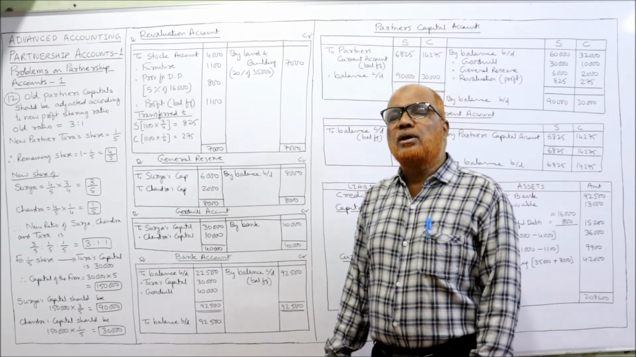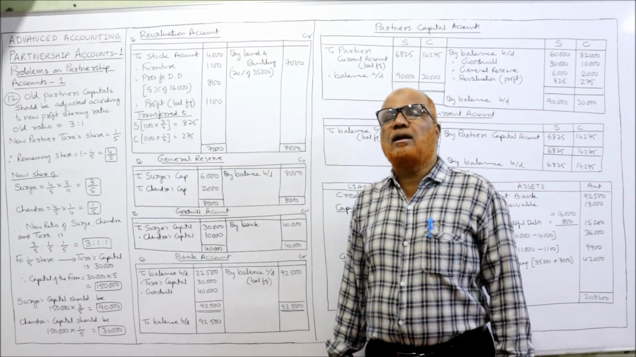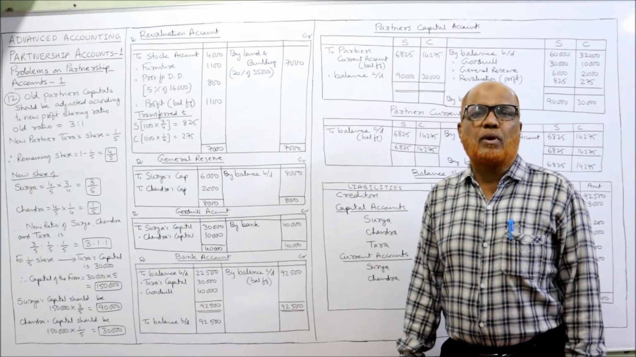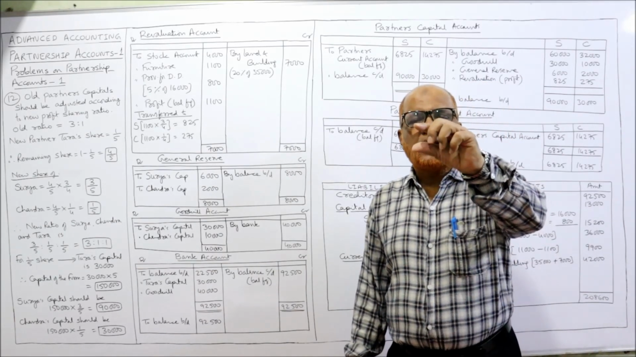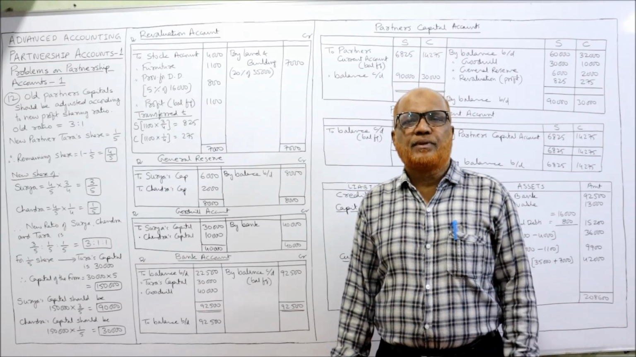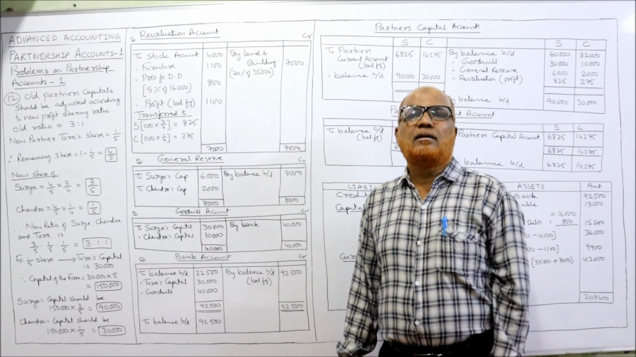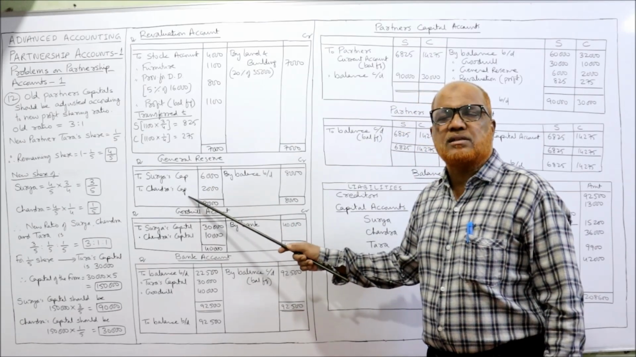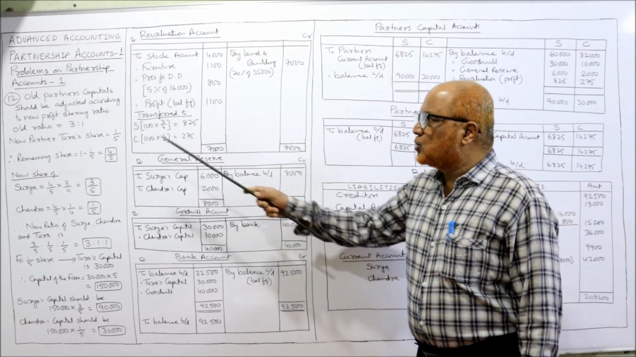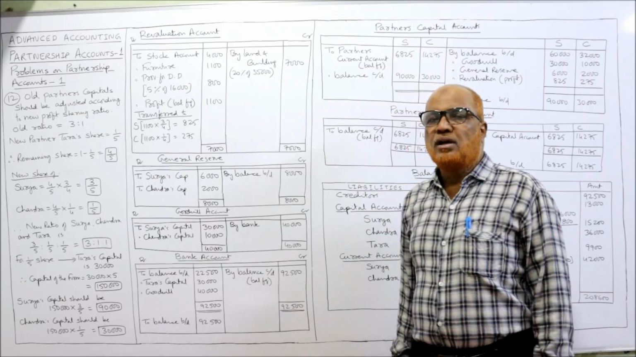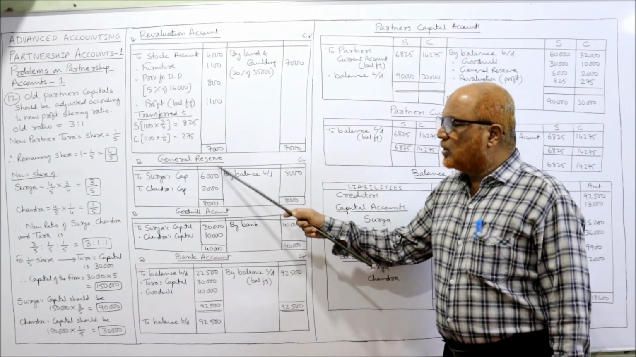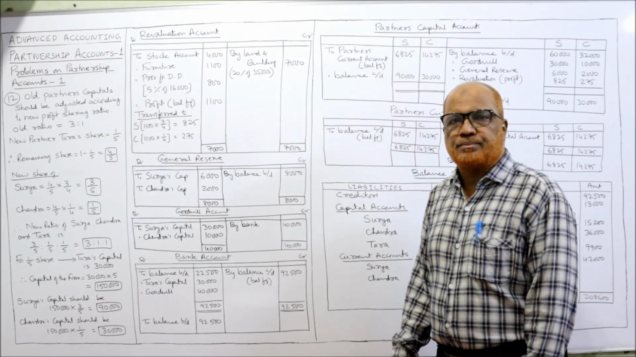Now general reserve. I told you before, when a new partner is admitted, any general reserve balance will be shared by the old partners in the old profit sharing ratio. The entry will be general reserve account debit, Surya's capital and Chandra's capital credit. In which ratio? Old profit sharing ratio. So 8,000 into 3 by 4, you will get 6,000. 8,000 into 1 by 4, you will get 2,000. Now general reserve account is closed. Now it will not come in the balance sheet.